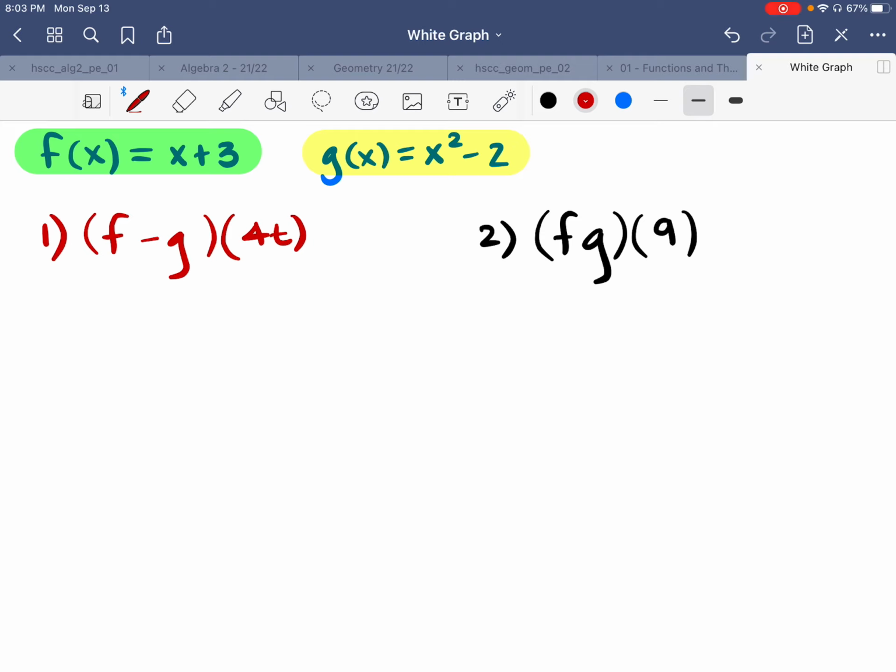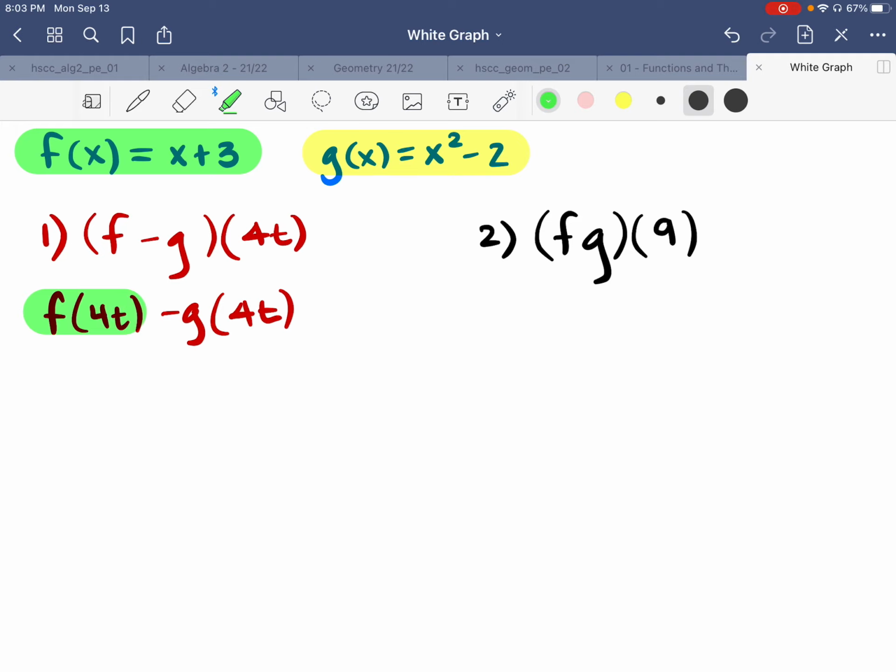How do you find f minus g of 4t? This is a pretty straightforward question. All you're really trying to find is f of 4t, oops, not f of 4, but f of 4t minus g of 4t. So you want to break down what is f of 4t and then what is g of 4t. So we're really going to be looking at two things.